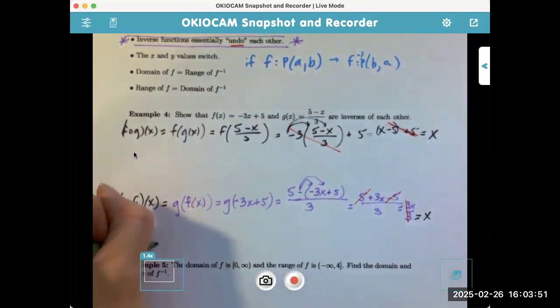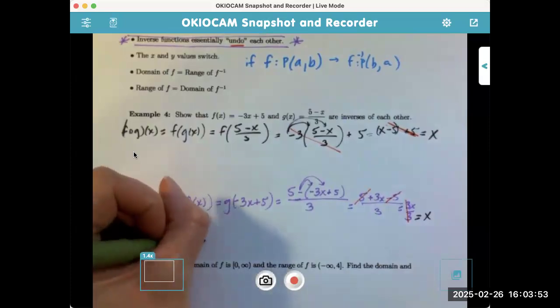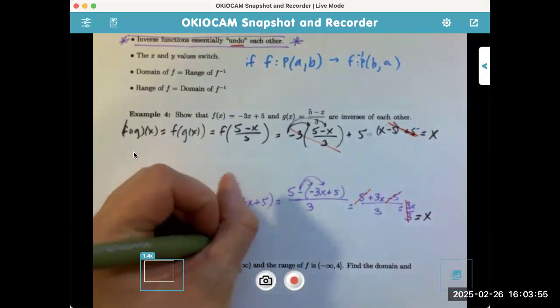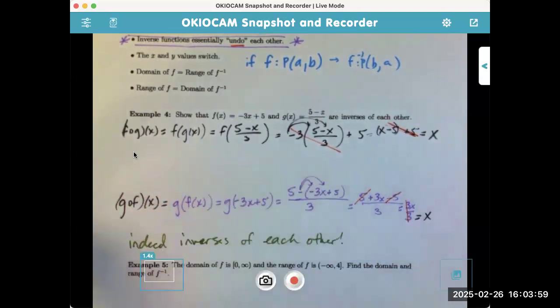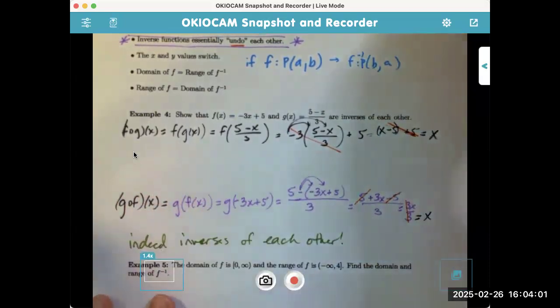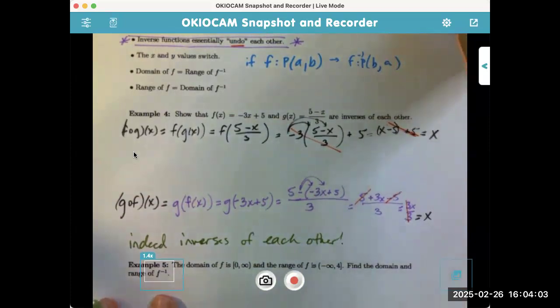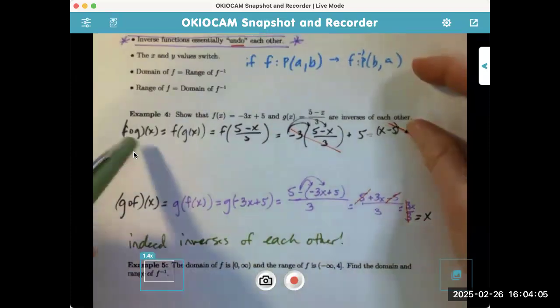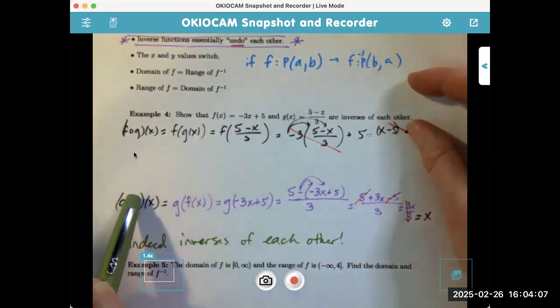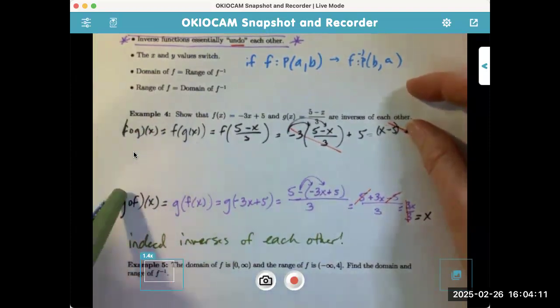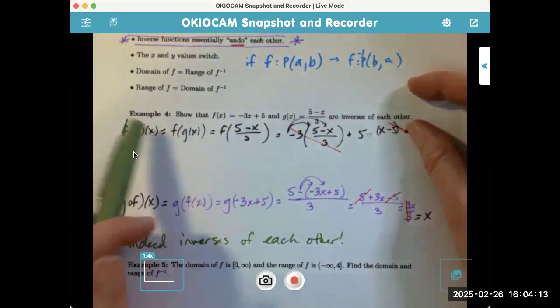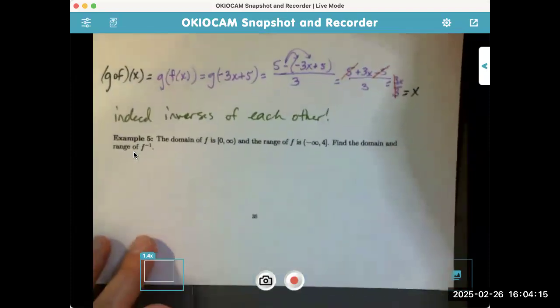So indeed, inverses of each other. Perfect. Okay. And again, we have to do it both ways because remember from the last section, just because you've done f of g does not imply that you've done g of f. You have to do the double check.